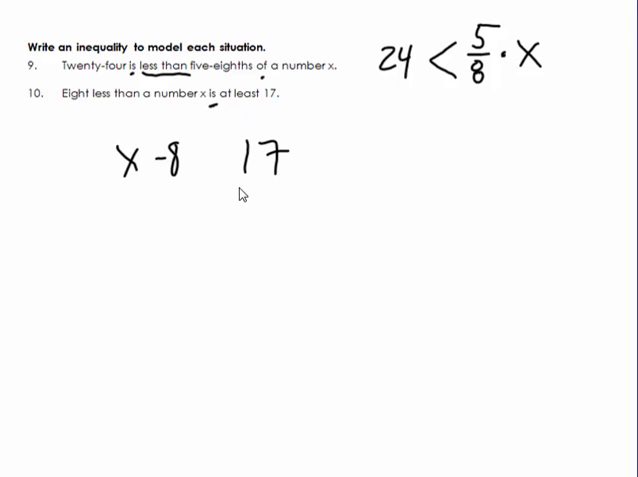You know, imagine your mom asking you, can you go to the kitchen? Grab me at least 3 forks. Could you grab 2 forks and she'd be okay with that? Or would you grab 3 or 4 or 5 and she'd be okay with it? Well, at least means you can have that number or more. So it's going to be greater than or equal to. So here I have x minus 8 is greater than or equal to 17.